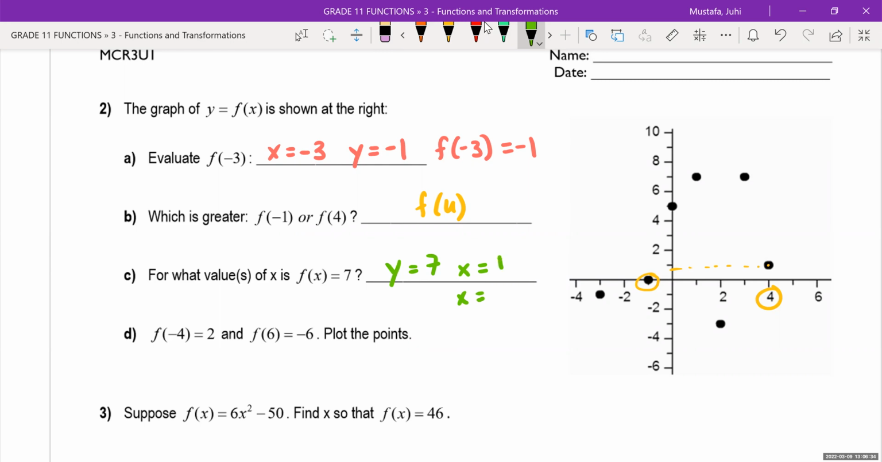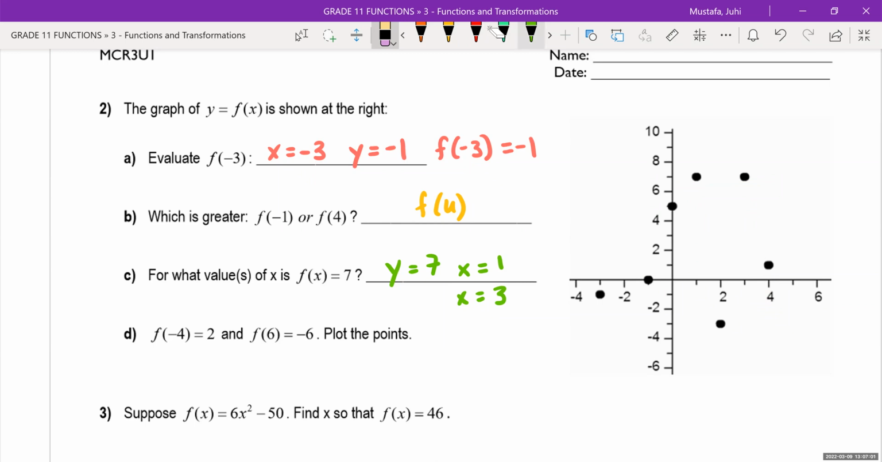Yeah, so x is going to be equal to 1 and x is going to be equal to 3. Because look, when y is 7, there are actually two answers. One is here and one is there. The two answers for x are x is equal to 1 and x is equal to 3. You don't need to do more, it just says for what values of x, so you're just writing out that.